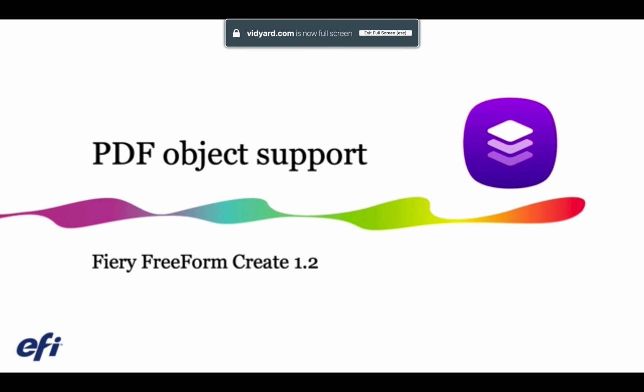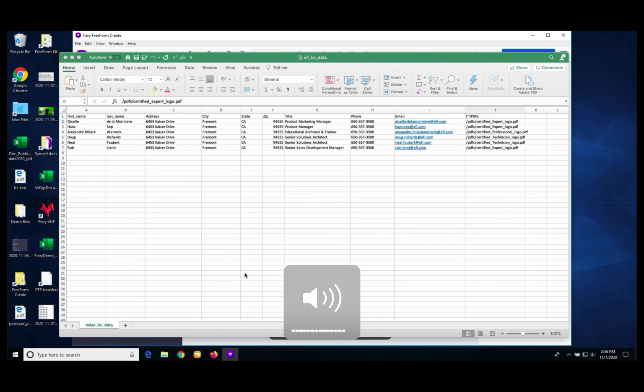PDFs are now supported as variable objects. More specifically, vectors saved as PDFs from applications like Adobe Illustrator or Photoshop are supported. So what's the advantage of using a PDF vector as a variable object? Well, there's two main things.